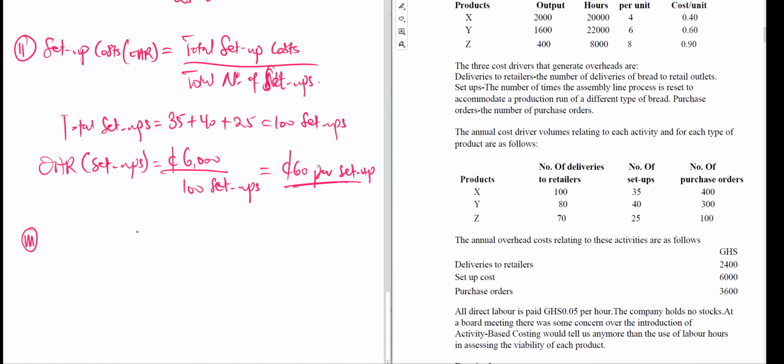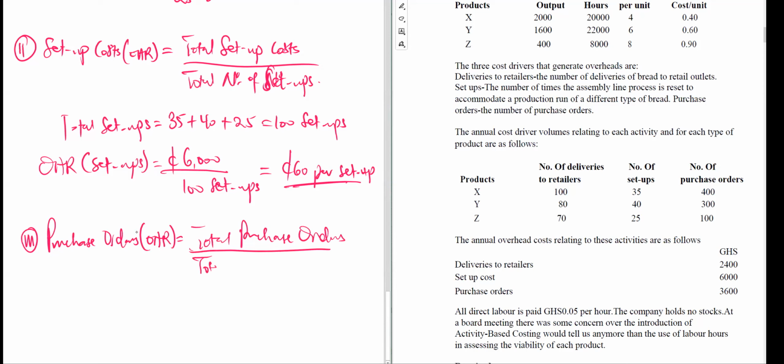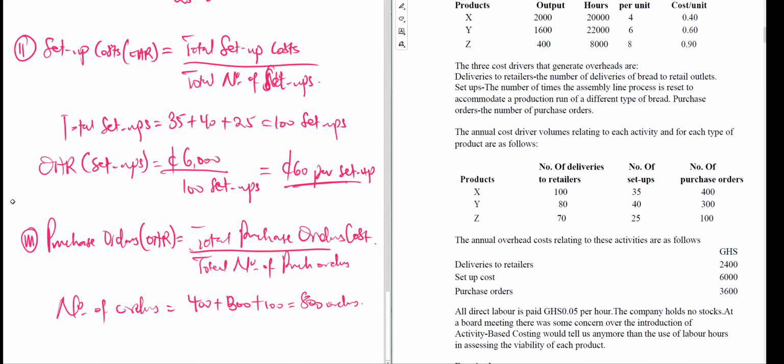Purchase orders, right? So the OAR gives us what? Total purchase order costs over the total number of purchase orders. So in that case, what's the total number of orders? It's 600 plus 300 plus 100, giving us 800. So in that case, what becomes the OAR?